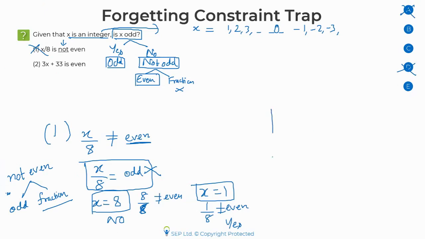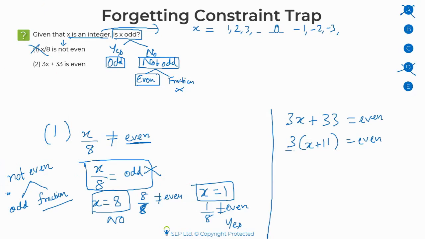Whereas with the second statement, you don't have to try any value. Just analysis works. 3x plus 33 is even. Learn the art of factoring out terms. 3 is common. 3 times x plus 11 is even. 3 is an odd number. We know x is an integer, which means 3 times x plus 11 is even. Means x plus 11 should be even. That is the only way in which this statement is satisfied.